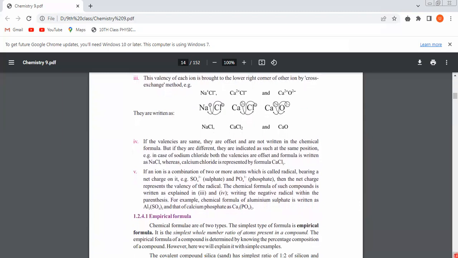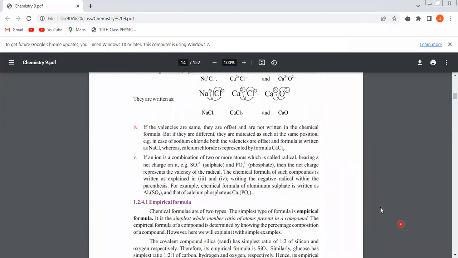Step 4: if the valencies are the same, they are offset and are not written in the chemical formula, but if they are different, they are indicated as such at the same position. For example, in case of sodium chloride, both the valencies offset and the formula is written as NaCl, whereas calcium chloride is represented by the formula CaCl2.